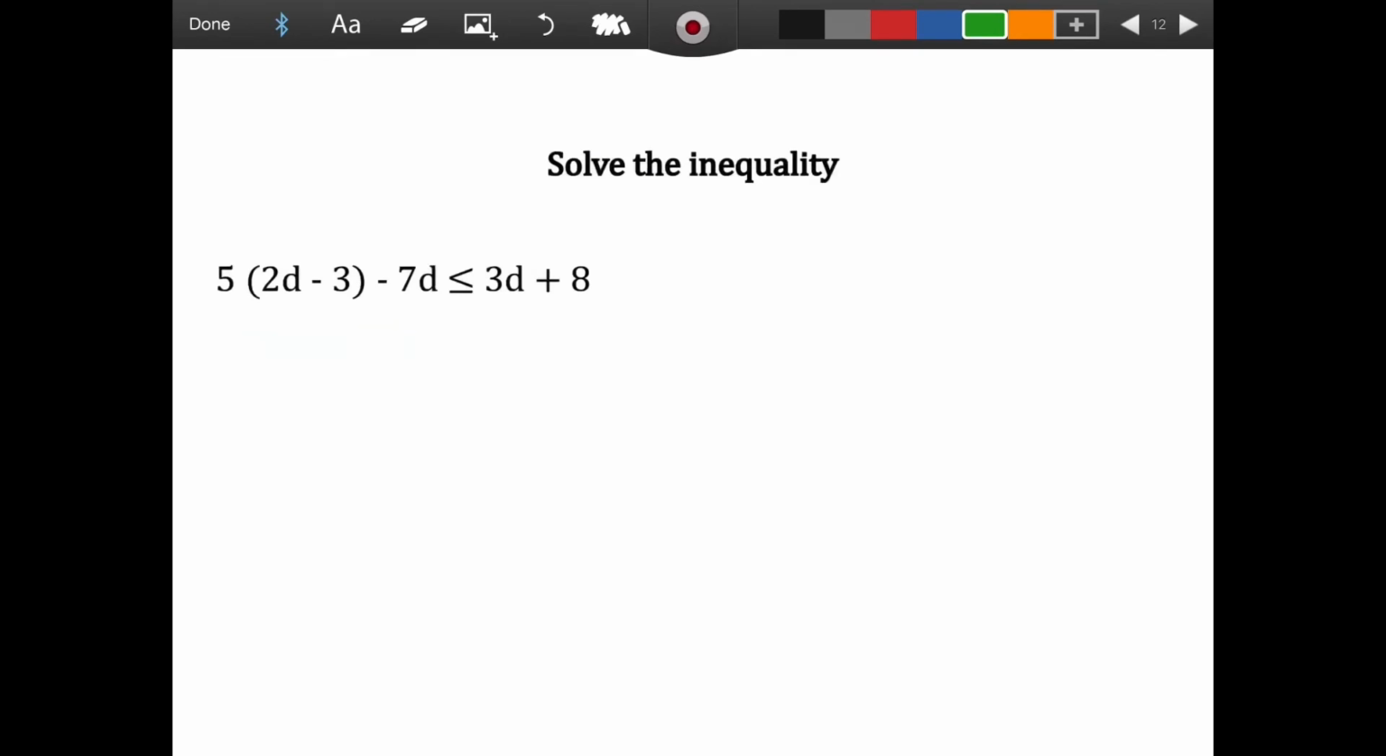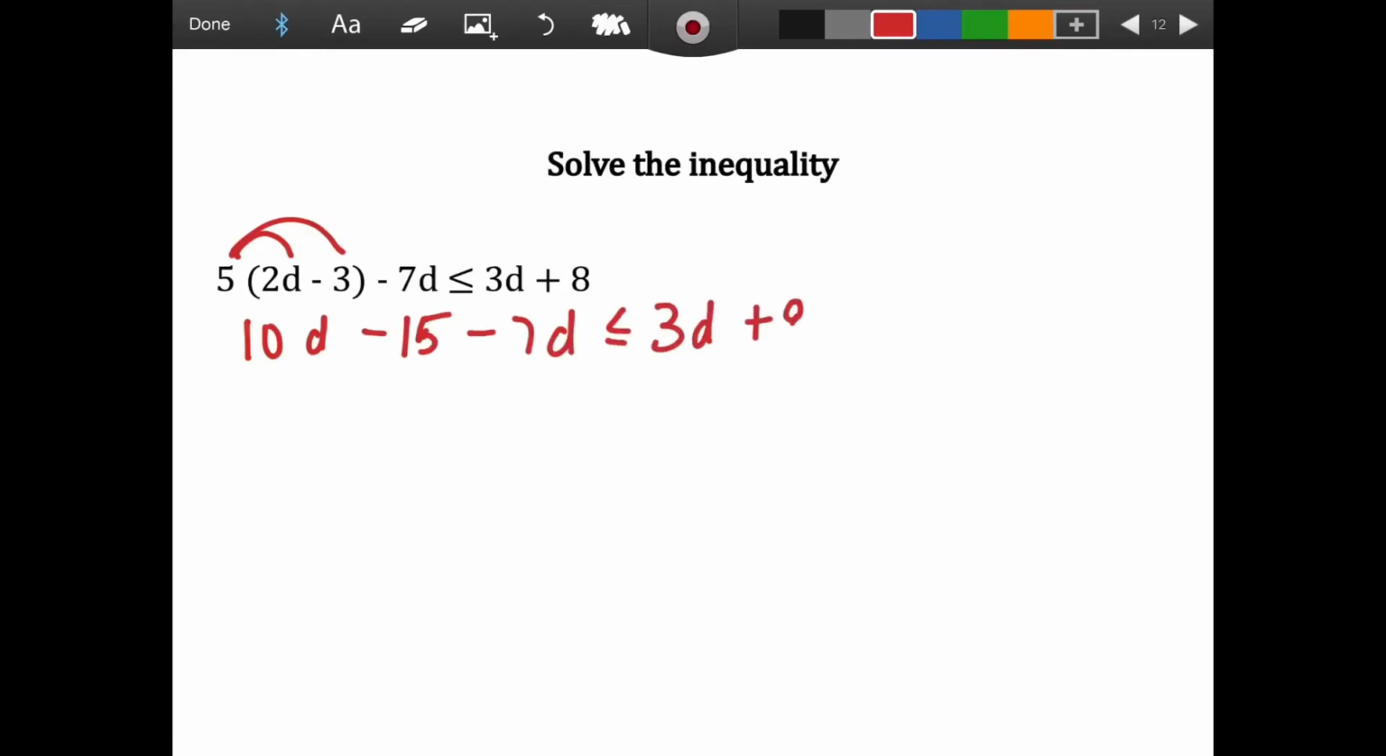Solve the inequality 5 times 2d minus 3 minus 7d is less than or equal to 3d plus 8. You can pause the video and try this problem on your own. So the first thing we're going to do, there's no common factor among all of our terms, so we can't divide first. So we're going to have to distribute this 5. When we distribute the 5, we get 10d minus 15 minus 7d is less than or equal to 3d plus 8.